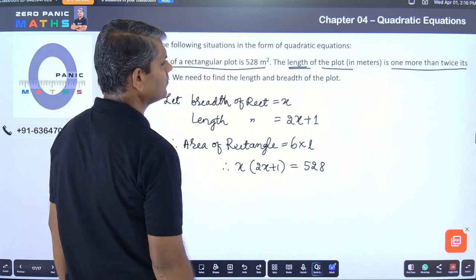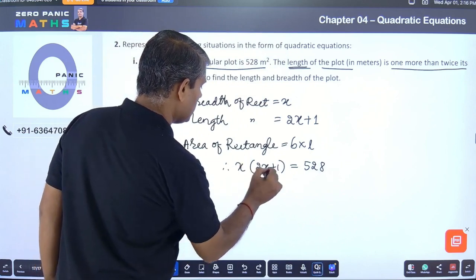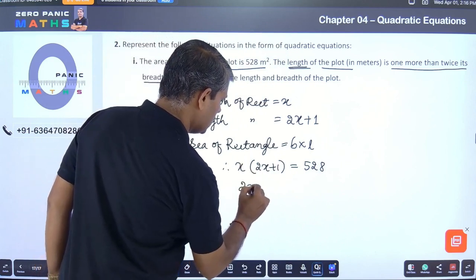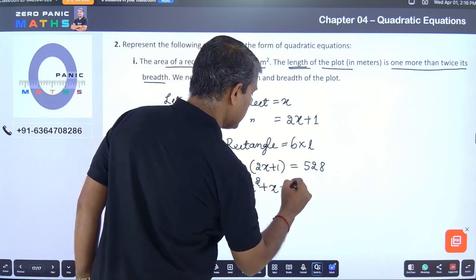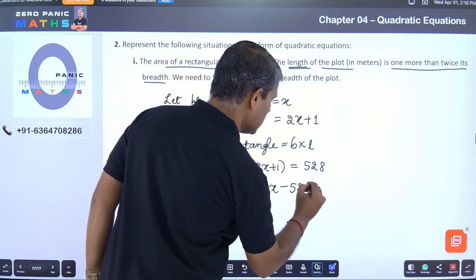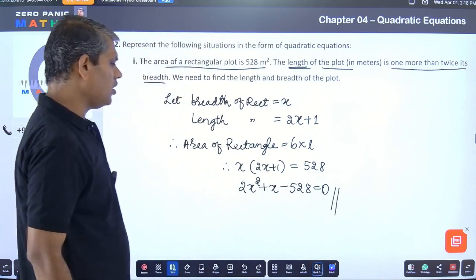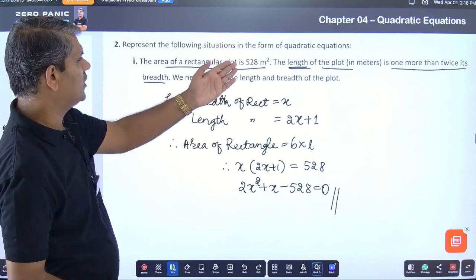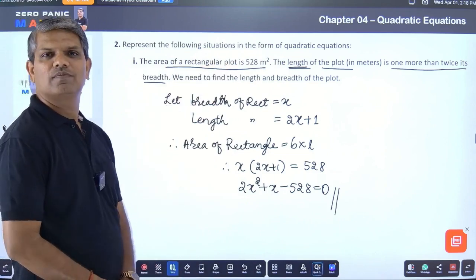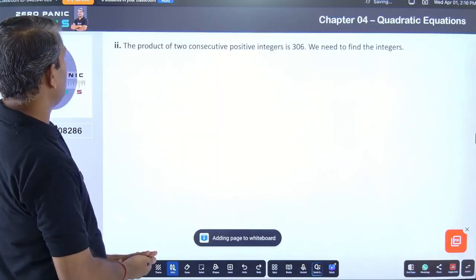So this is given. Let us multiply x to that: 2x square plus x, and bring my 528 to the left side. So this is the depiction of the given situation as a quadratic equation. That's all. Let us see what is the next problem.